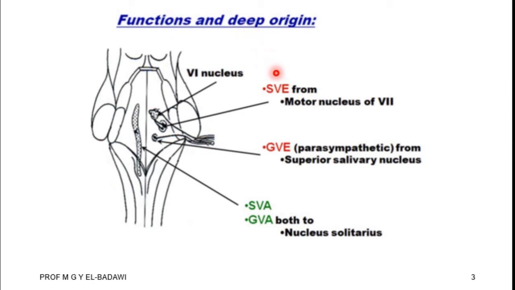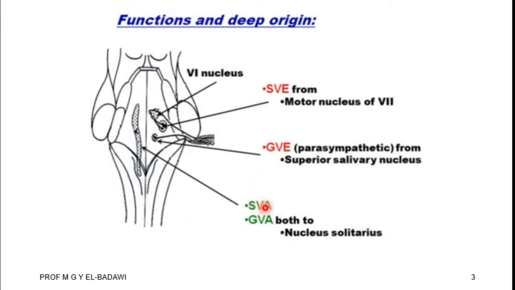The facial nerve, as you can see, the functions are all visceral. Special visceral efferent: motor to the muscles of the second pharyngeal arch, muscles developing from the second arch, muscles of facial expression, muscles of the face and scalp. General visceral efferent: the parasympathetic fibers of the facial nerve, which supply all the glands in the head and neck except the parotid.